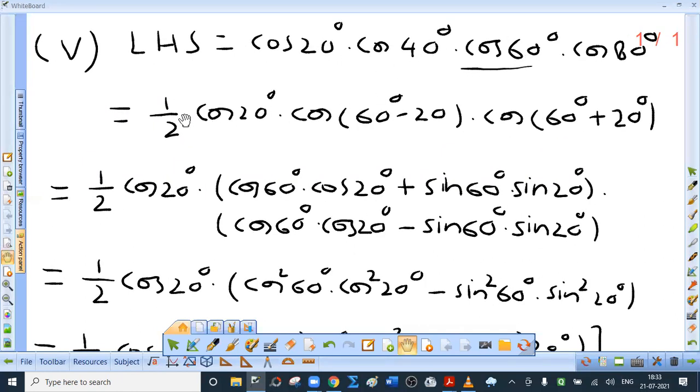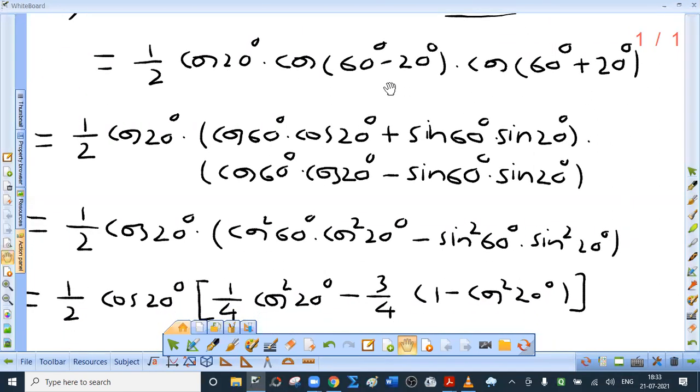What is cos 60 degree? Half. Cos 20 degree as it is. 40 is 60 degree minus 20 degree. Every time you have to write degree. And what is 80 degree? 60 degree plus 20 degree. Now apply cos of alpha minus beta, which is cos alpha cos beta plus sin alpha sin beta. What is cos of alpha plus beta? Cos alpha cos beta minus sin alpha sin beta.